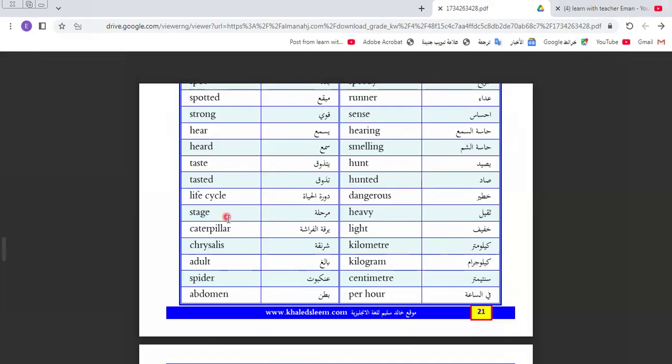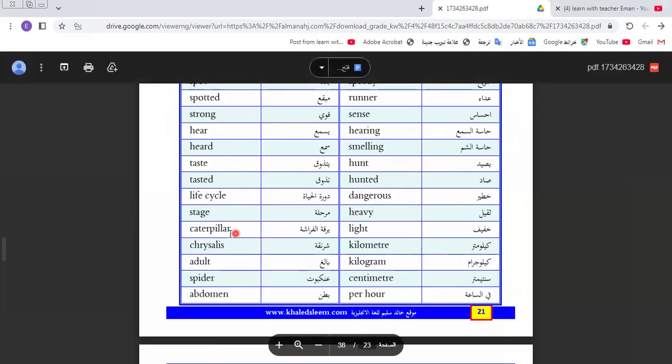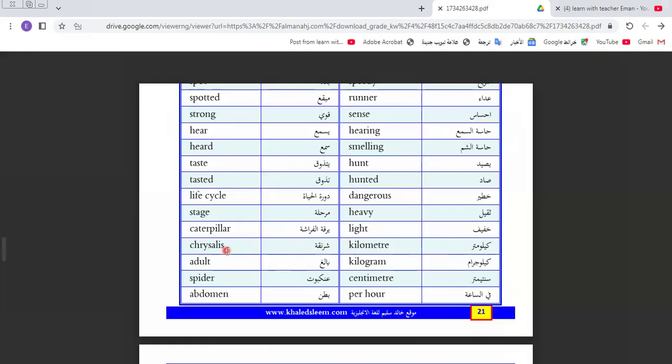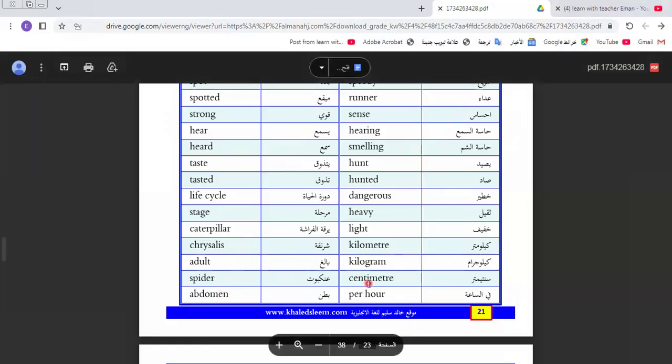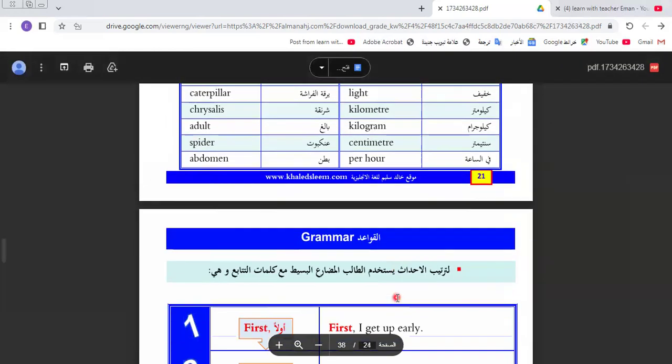goes through, from baby, child, adult, and so on. Okay, this is called stages. Stage, heavy, caterpillar, light. Here is cherry tails, cherry shells, kilometer, kilogram, adult, spider, centimeter, abdomen, and here per hour.